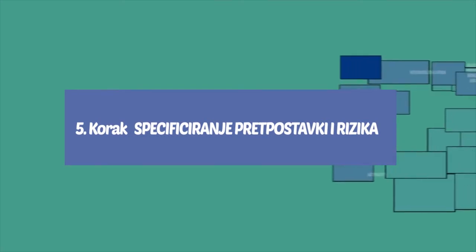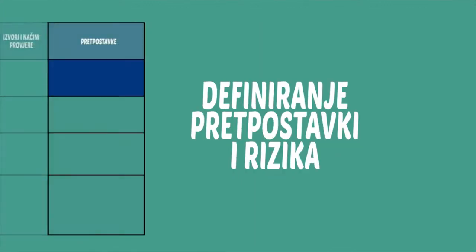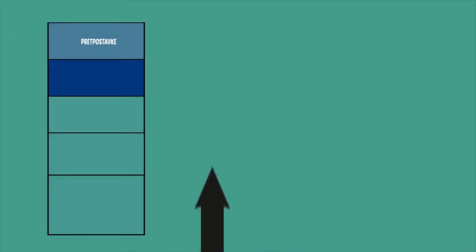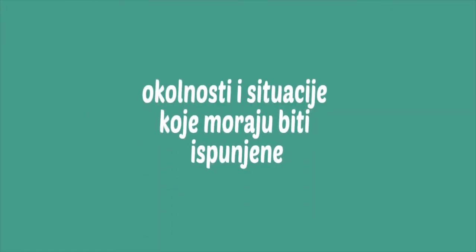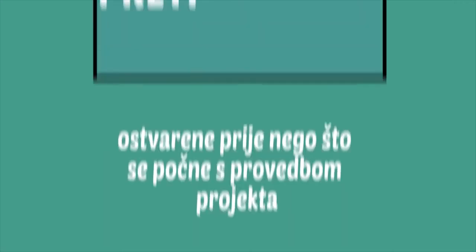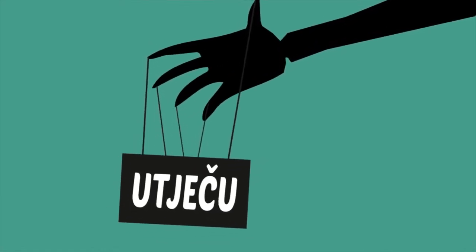The fifth step is about filling the last column of the log frame, which is defining assumptions and risks. The column is filled from bottom to top. The bottom cell is filled with preconditions. Preconditions refer to circumstances and/or situations that must be assessed and handled prior to project implementation. While assumptions include a wide range of situations that affect the success of our project, we as project leaders have no influence over them whatsoever.